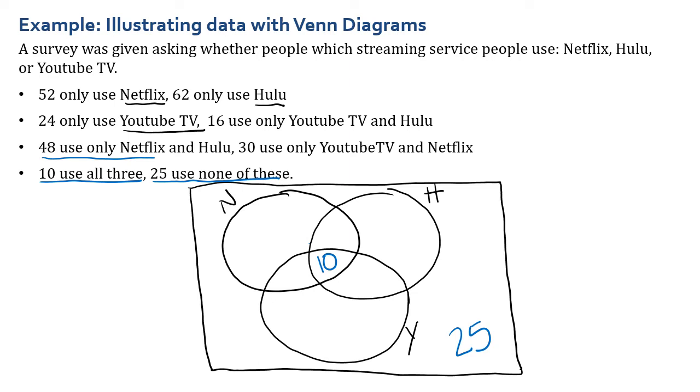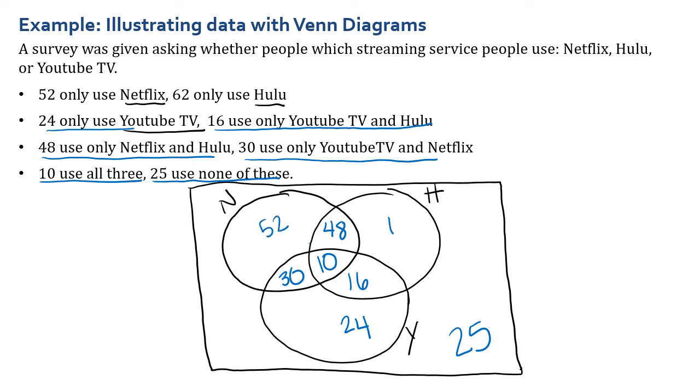Here, 48 use only Netflix and Hulu. So that means this part right here where just the Netflix and Hulu circles overlap is 48. 30 use only YouTube TV and Netflix. So that's going to be right here for 30. And then we've got 24 only use YouTube TV. 16 only use YouTube TV and Hulu. And then 52 only use Netflix and 62 only use Hulu. So we can see now all of this data put together.